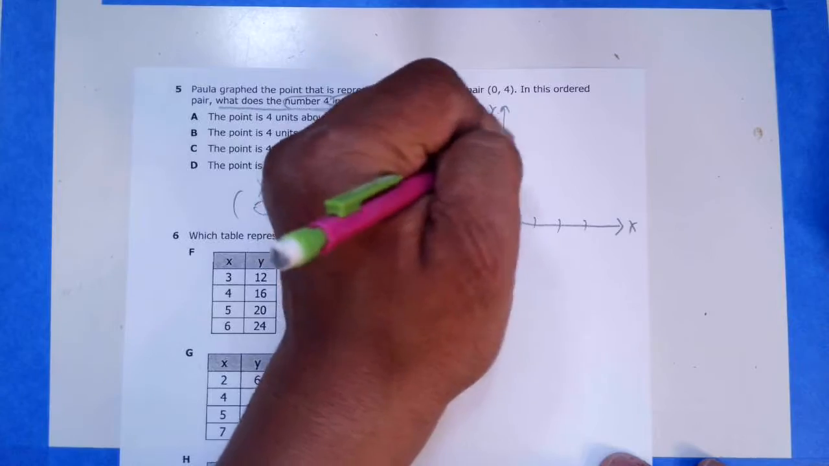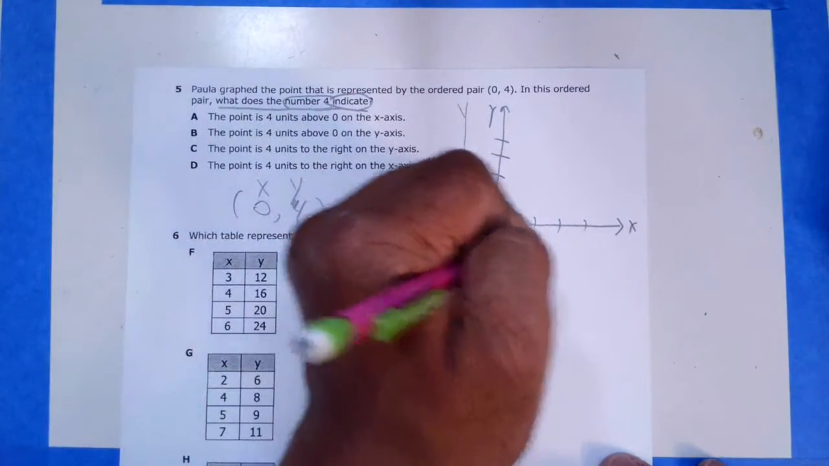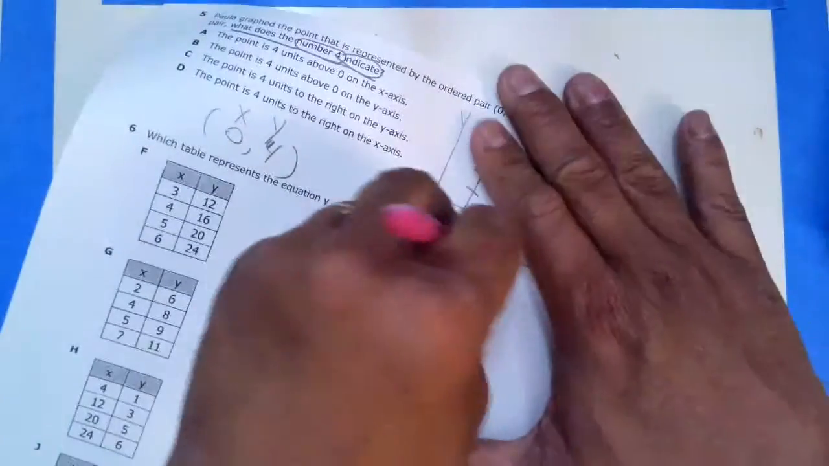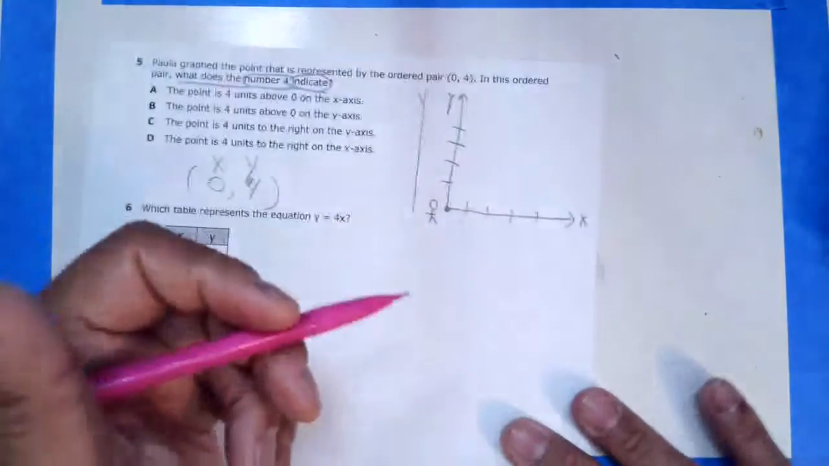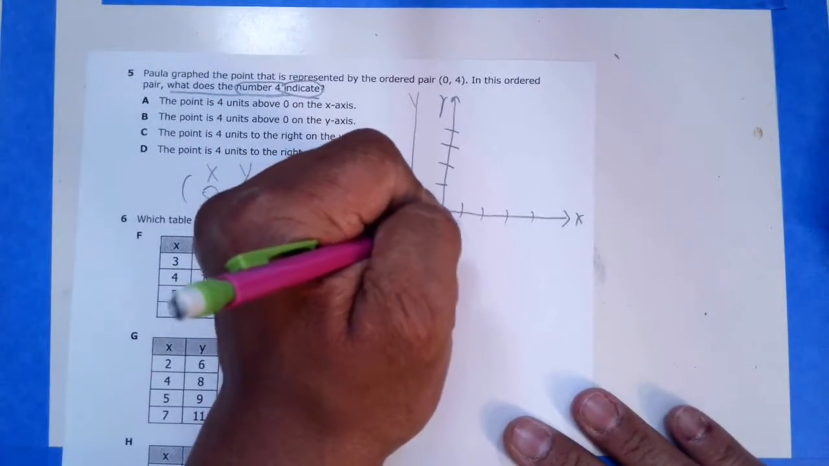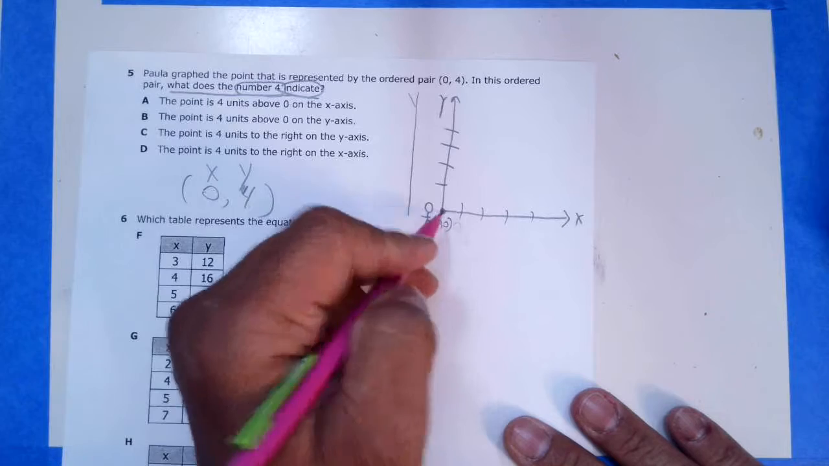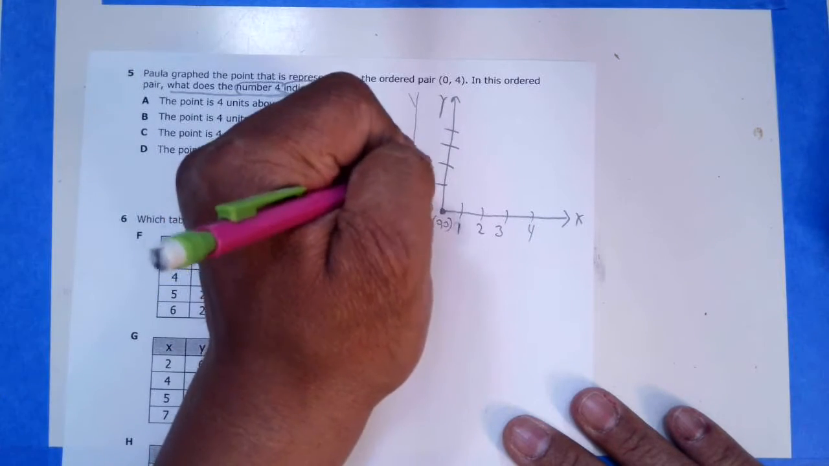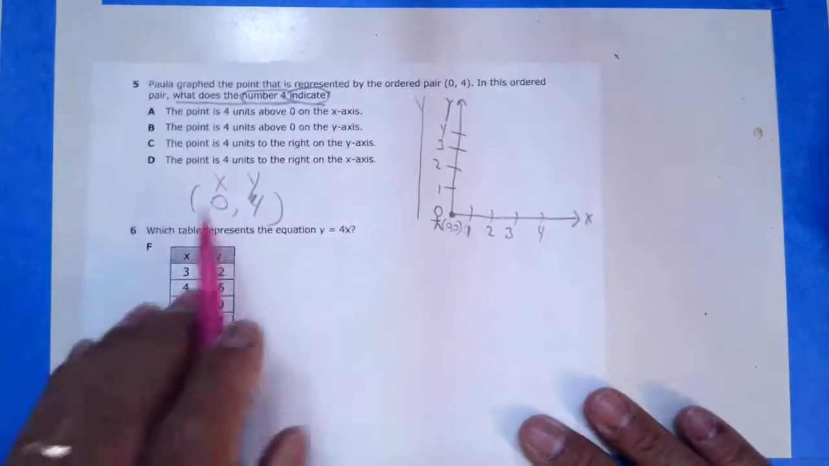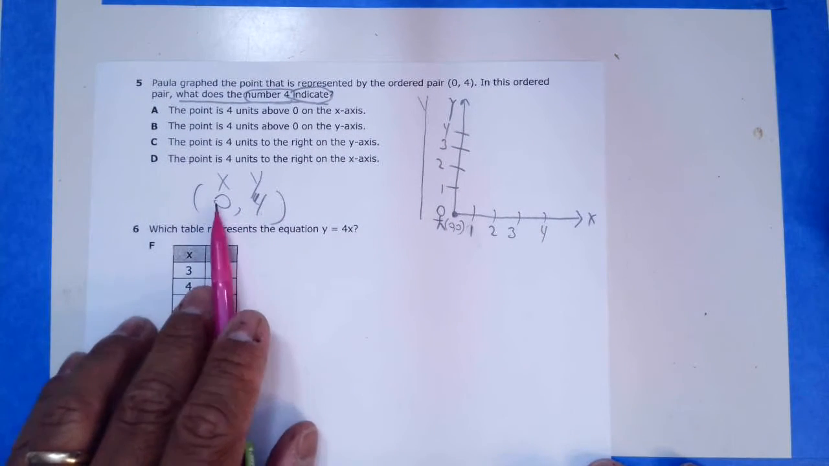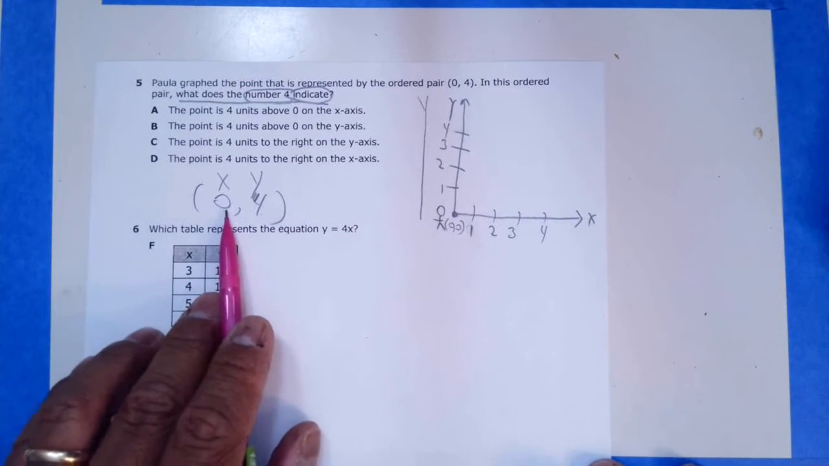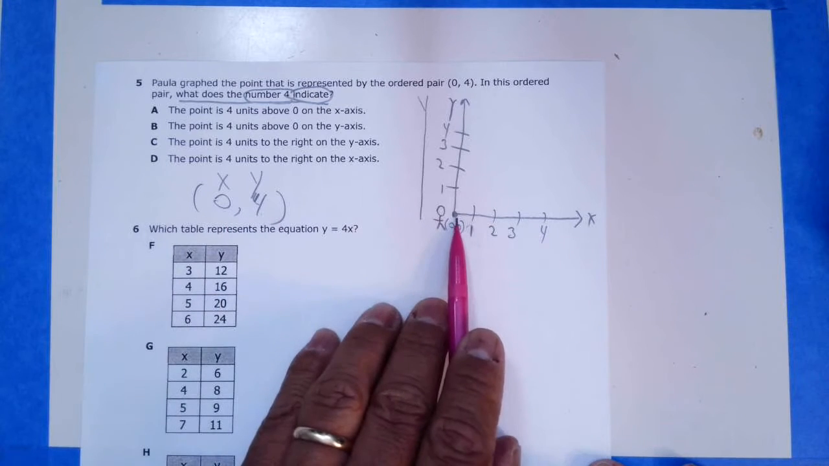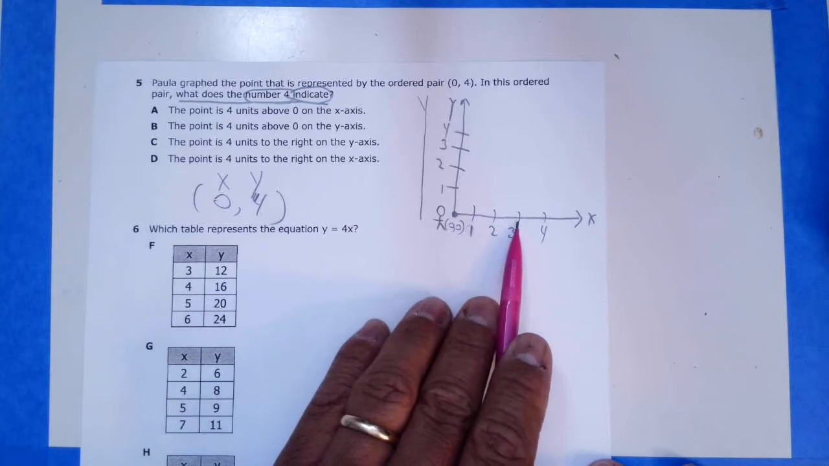Just to help us out, sorry, messed that one up. This is our origin. 0, 0, 1, 2, 3, 4. 1, 2, 3, 4. So 0, 4 means ladder 0. These are your ladders. Ladder 0, ladder 1, ladder 2, ladder 3, ladder 4.